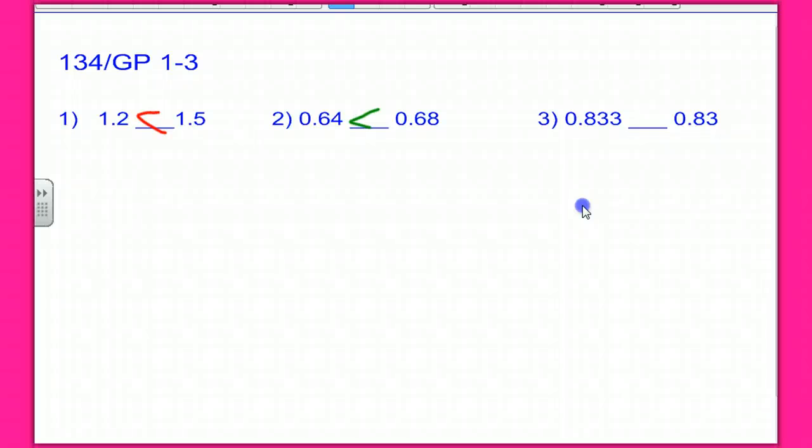Awesome job. And now say this little statement to us. What does it say? 64/100ths is smaller than 68. Good. 64/100ths is less than 68/100ths. And then number 3.